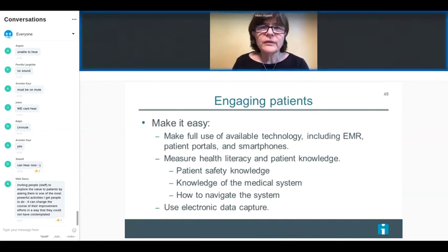So what's the first rule for engaging patients in measurement? Make it easy. We need to make full use of available technology, including the EMR, the patient portals, and smartphones. People around the world use texting to communicate, for example. It's an underused resource in healthcare. Measuring health literacy and knowledge, so you can know best how to format questions and find out where the educational gaps are, where the opportunities lie. And using electronic data capture, bringing together data from a variety of sources, including things like patient complaints and incident reports and medical records.